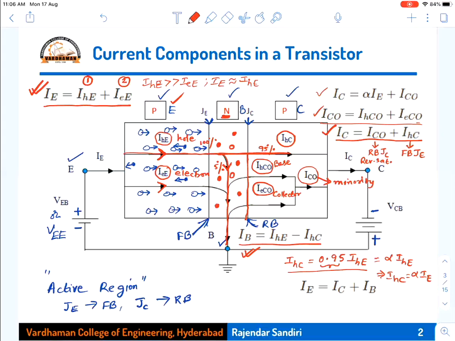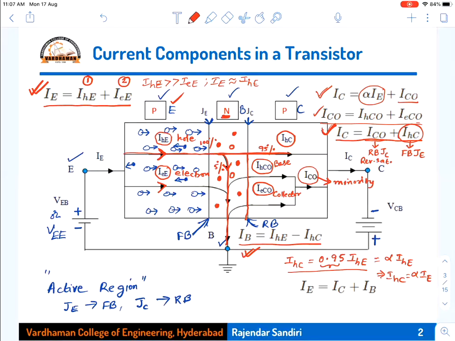IHC in this equation and alpha times IE in the other equation are both the same, and both are added with IC naught. So this equation and this equation are the same. IC can be written as alpha IE plus IC naught, because alpha times the emitter current comes into the collector region, plus the collector junction is reverse biased, therefore there is reverse saturation current IC naught.